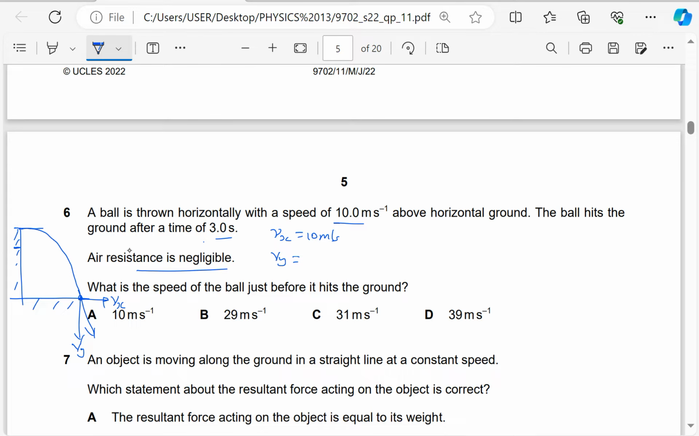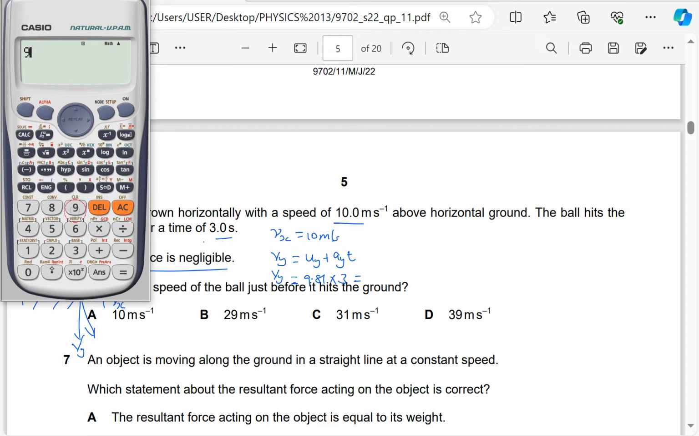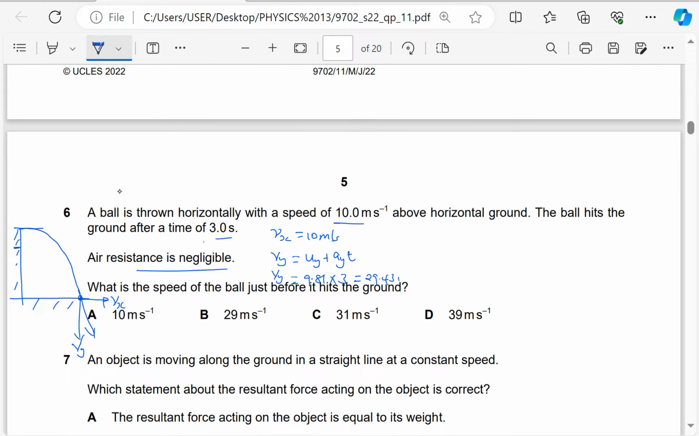So V in the y is going to be initial velocity in the y plus the acceleration in the vertical times t. Because it was thrown horizontally, u in the y is 0. Acceleration in the y is 9.81, times t, which is 3. So 9.81 times 3 gives me 29.43 meters per second.